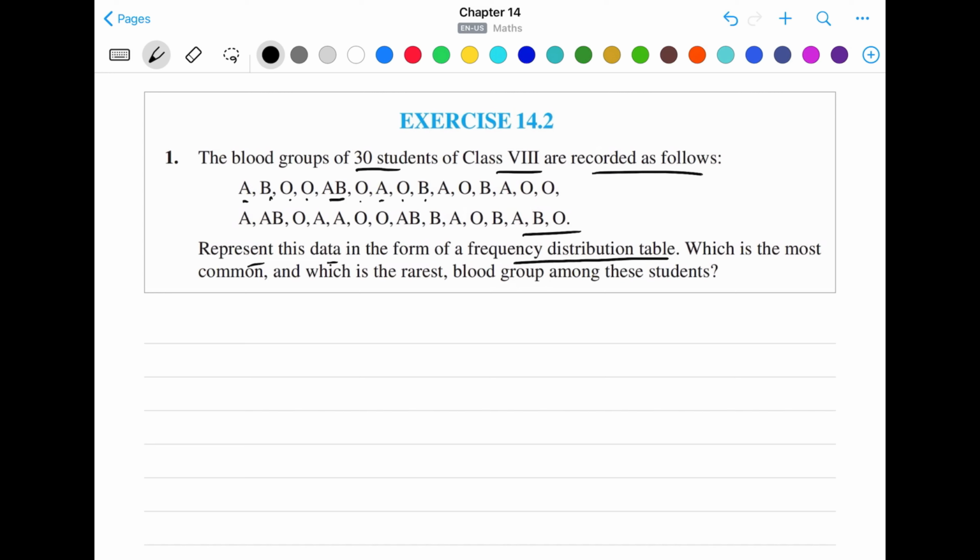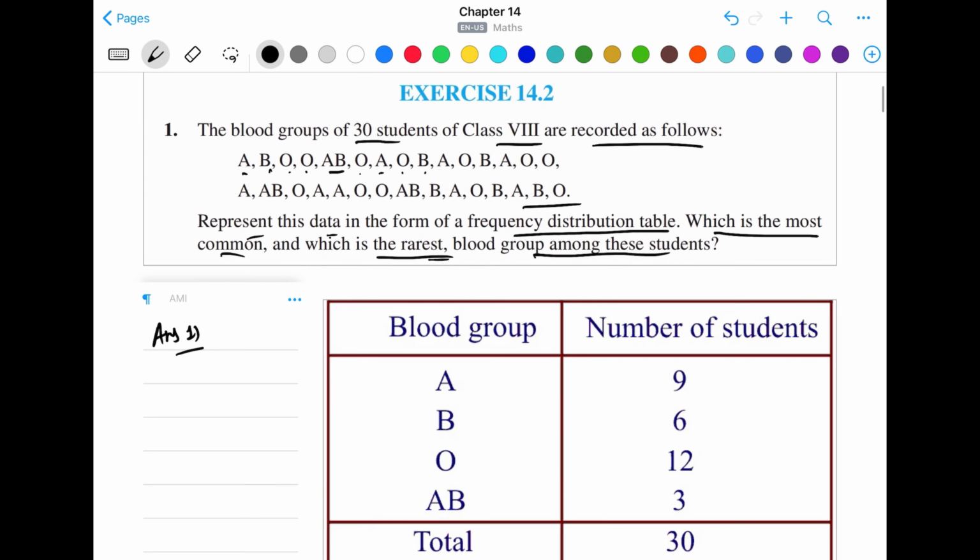That means we will not mark the tally marks here, we will not make any interval here. Then we have to answer which is the most common and which is the rarest blood group among these students. Okay, so let's first draw its frequency distribution table. So that's our table. In the first column we have written the blood group, that is we have A, B, O, and AB, and then we write their frequency. Okay, the number of students.